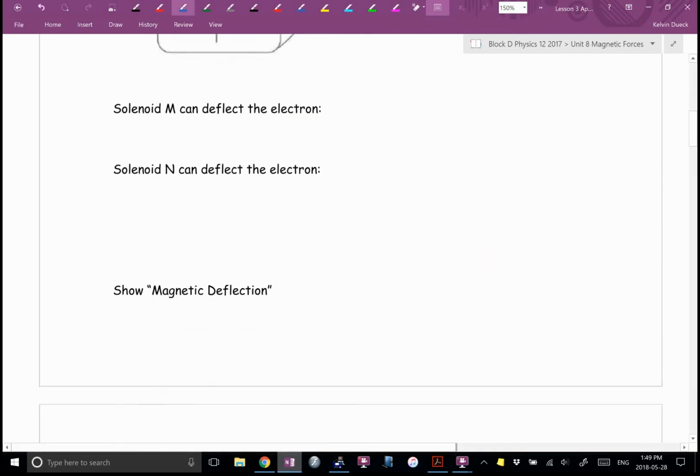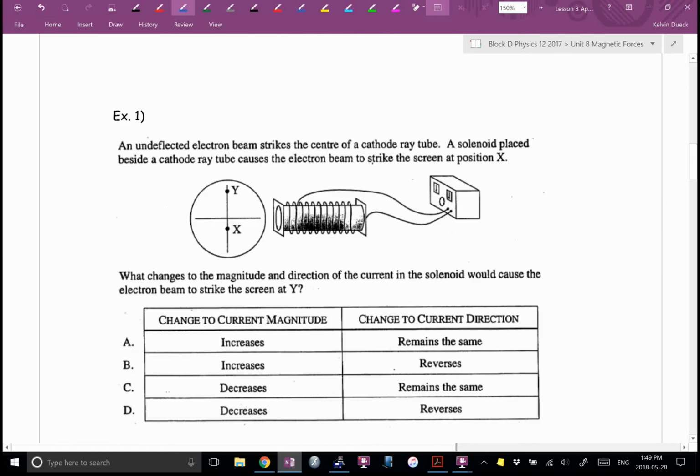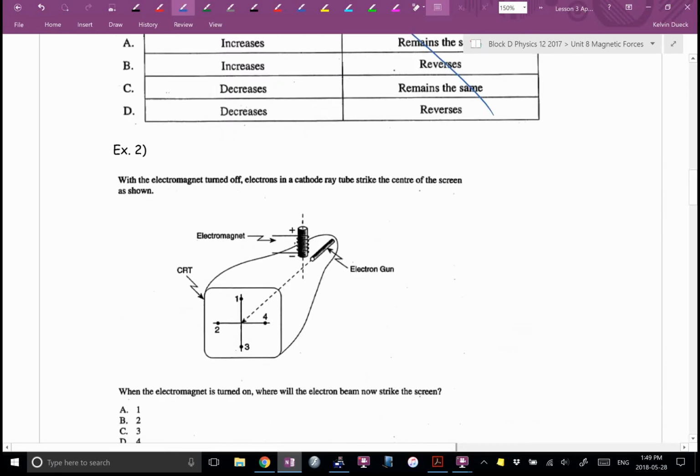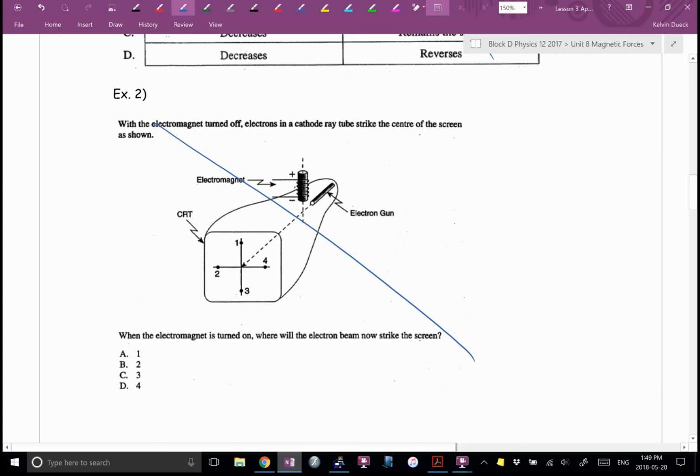So you can cross that out. You can cross that out. You can cross out example 1. You can even cross out example 2.